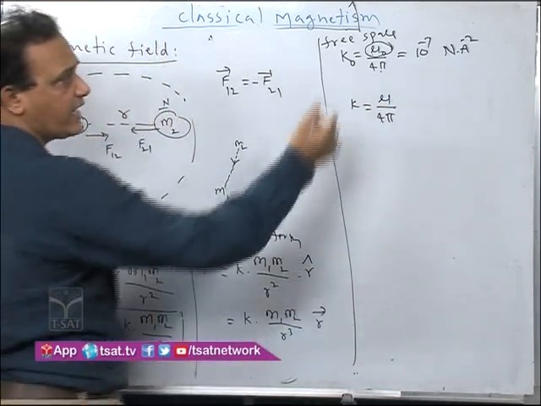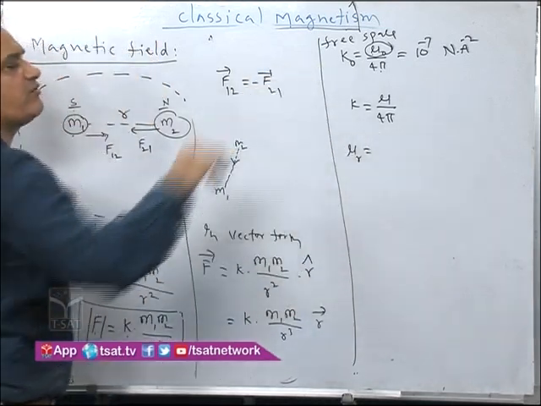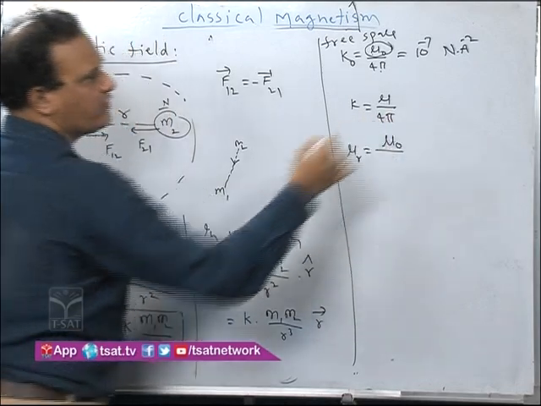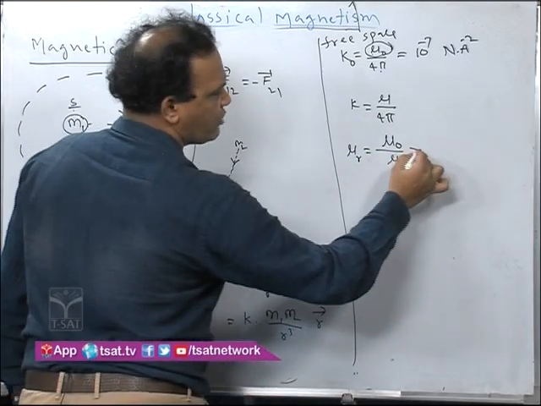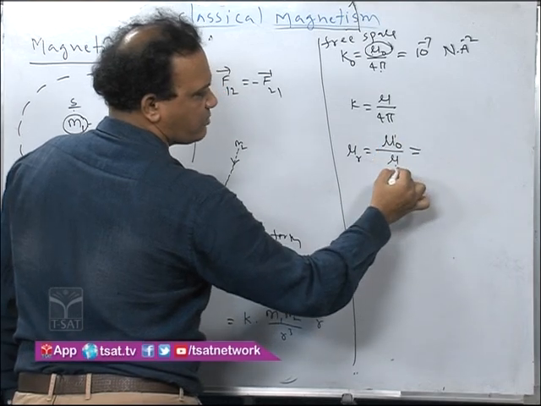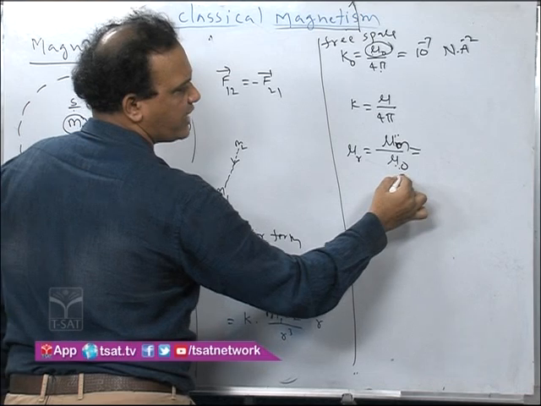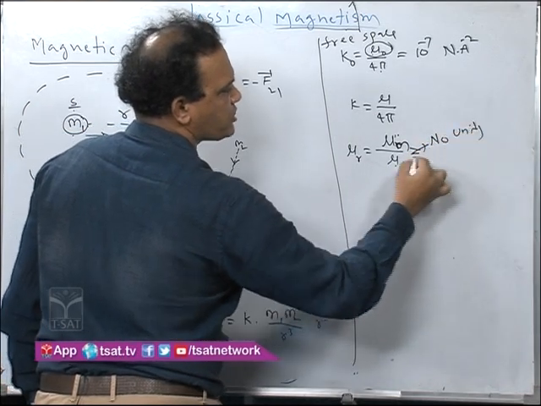Now the another physical quantity is the relative permeability of the medium. It is the ratio of the permeability of the medium to the permeability of the free space. It is a ratio of two similar physical quantities, so in this case there are no units and no dimensions.